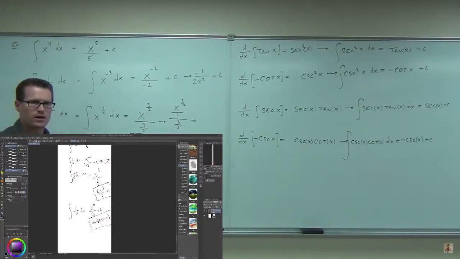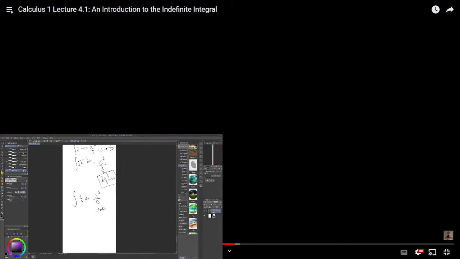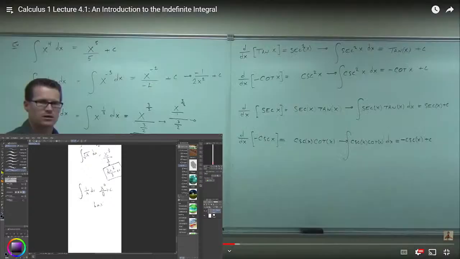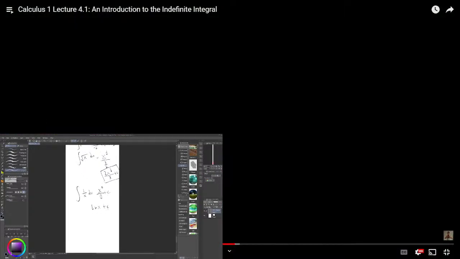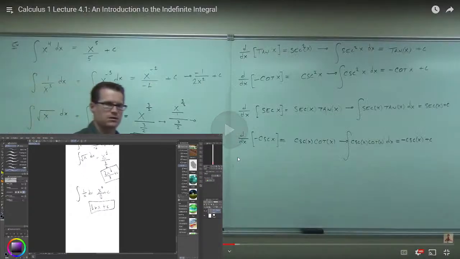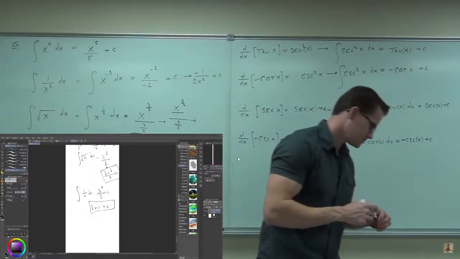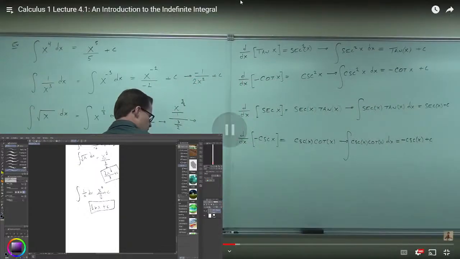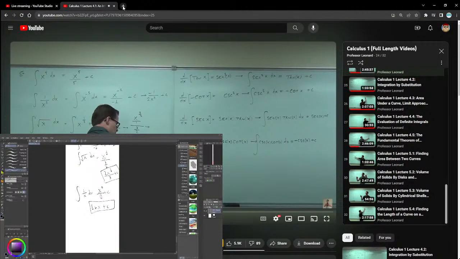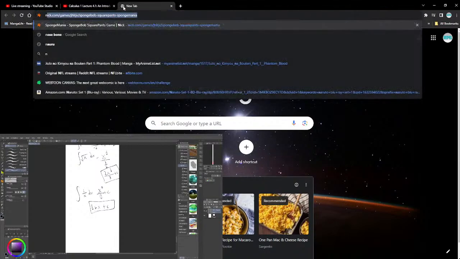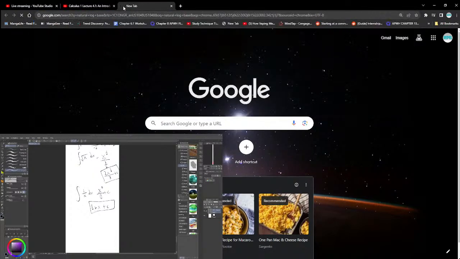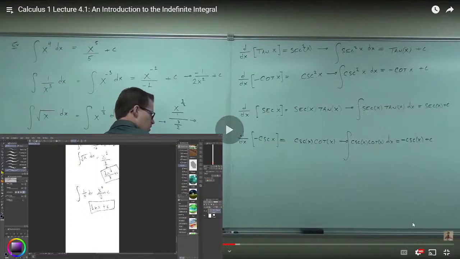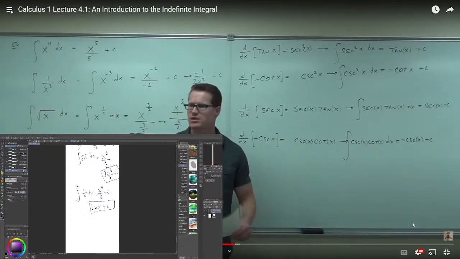You're familiar with ln, right? Natural log. ln x. What's the base of a natural log? Is it 1? Oh, e. Okay.